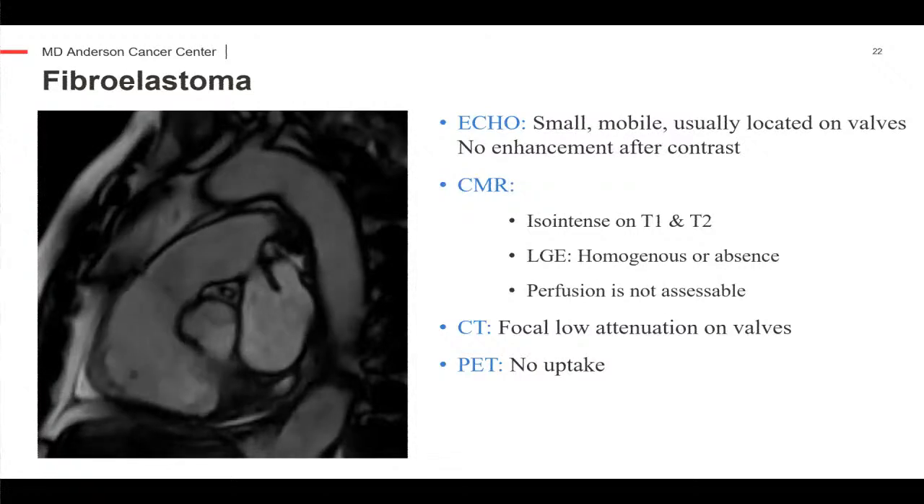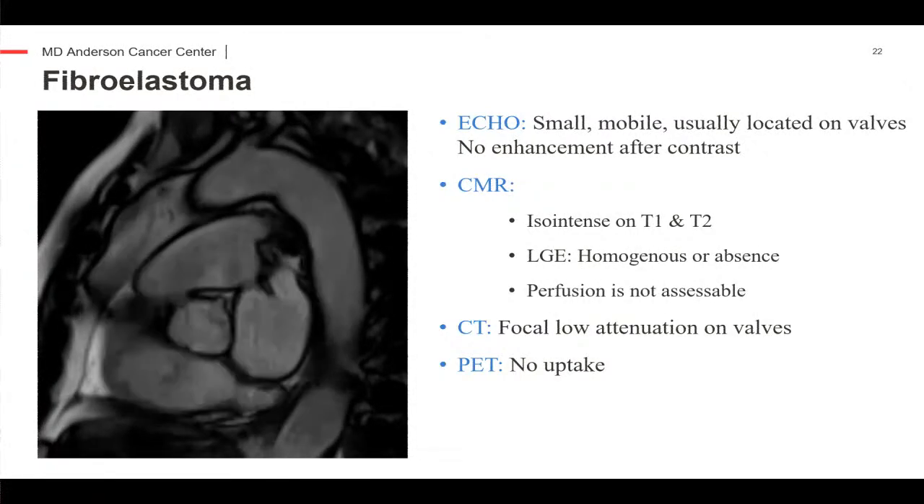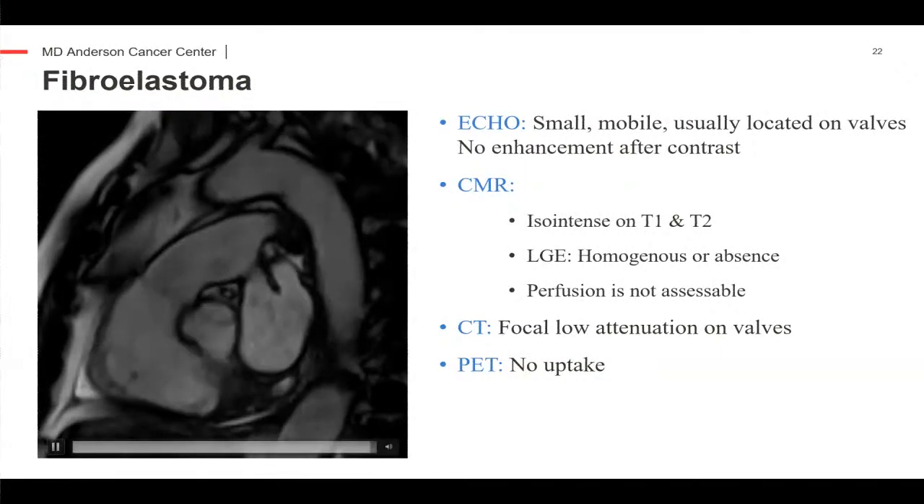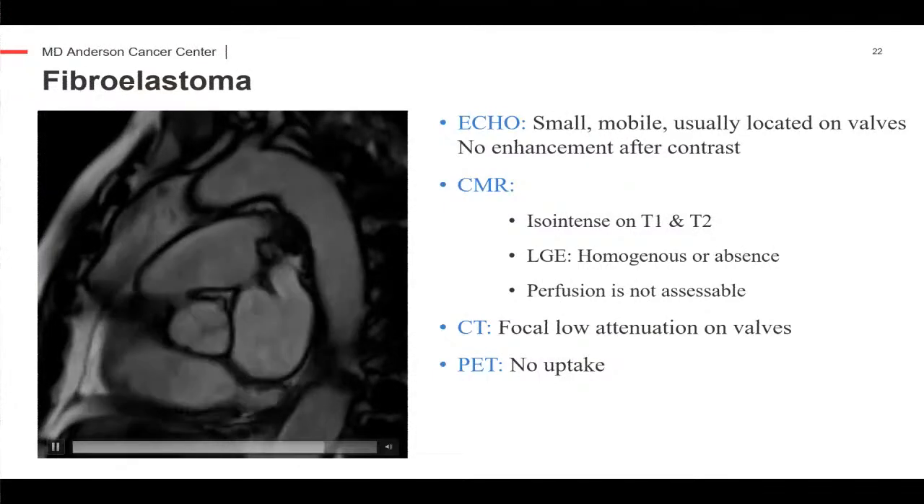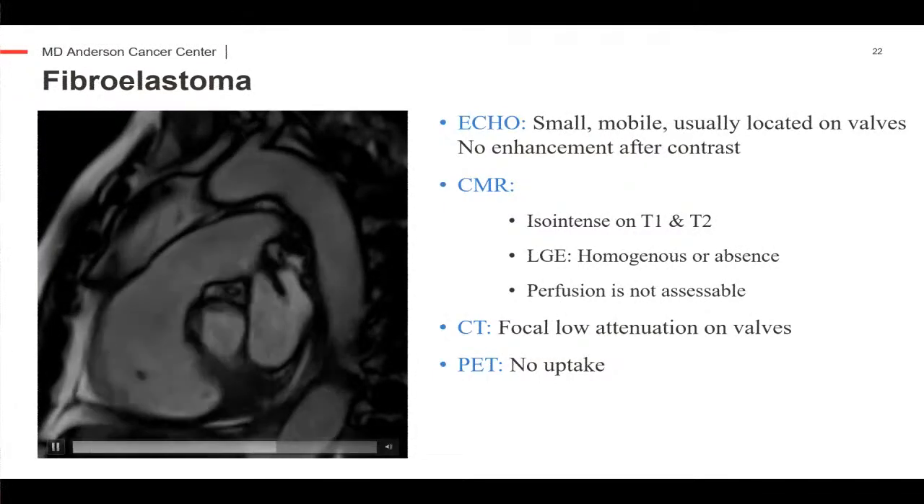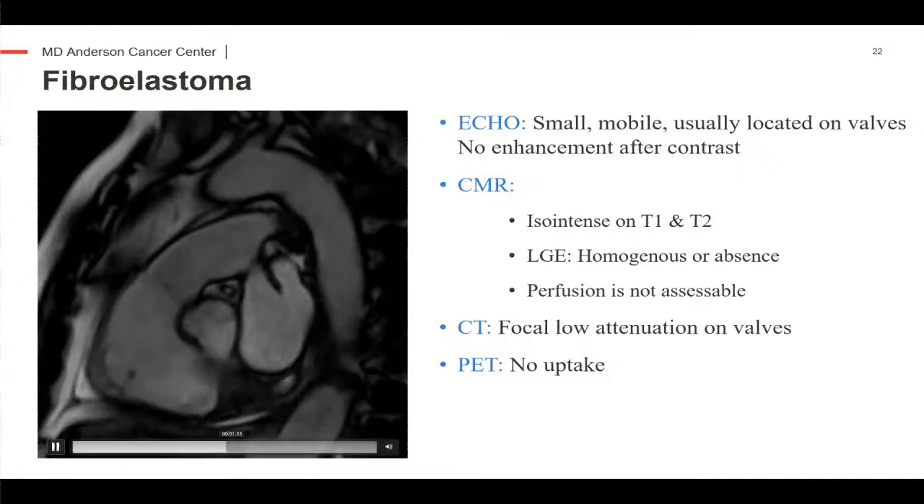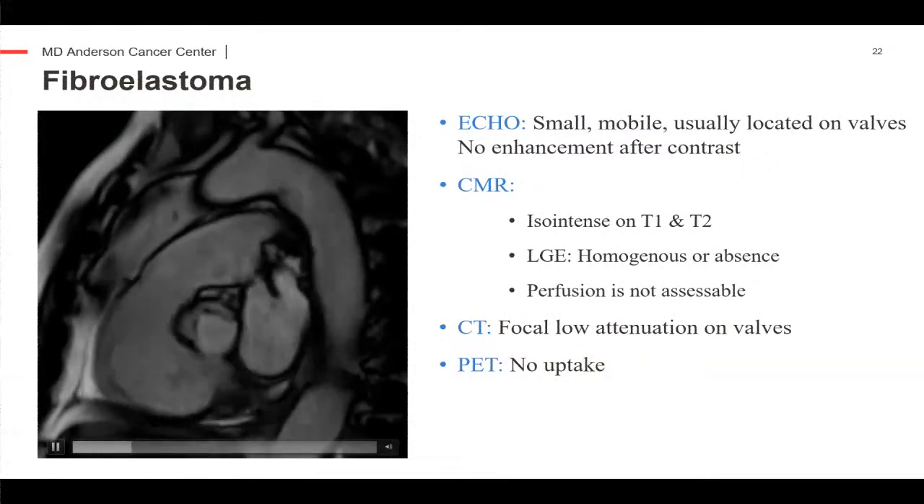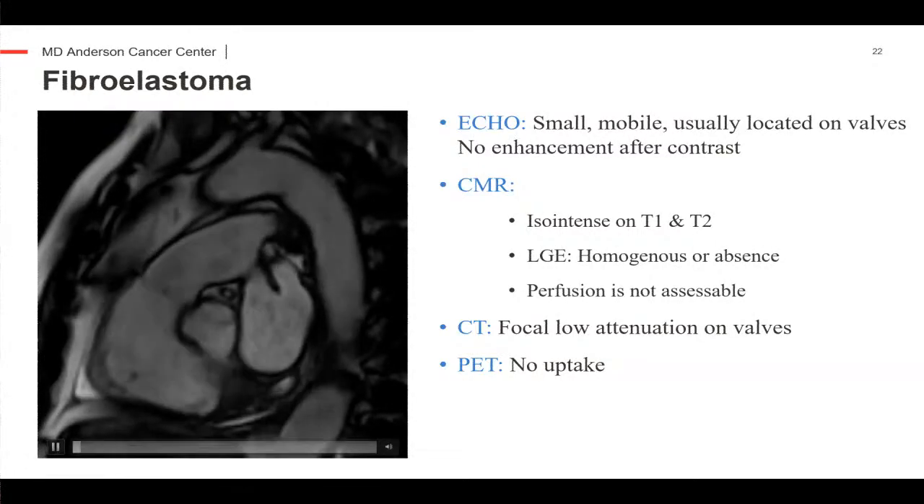Fibroelastomas are the next most common benign masses that we see. They're usually on the valves, and here I am showing you an RVOT outflow tract MRI. The pulmonic valve is fine. The tricuspid valve is fine. This is a patient with prior history of cancer that we've been following. We saw a mobile mass on echocardiography.